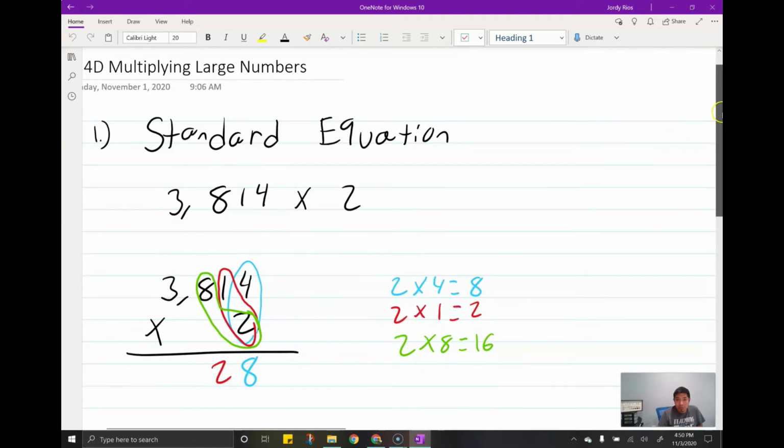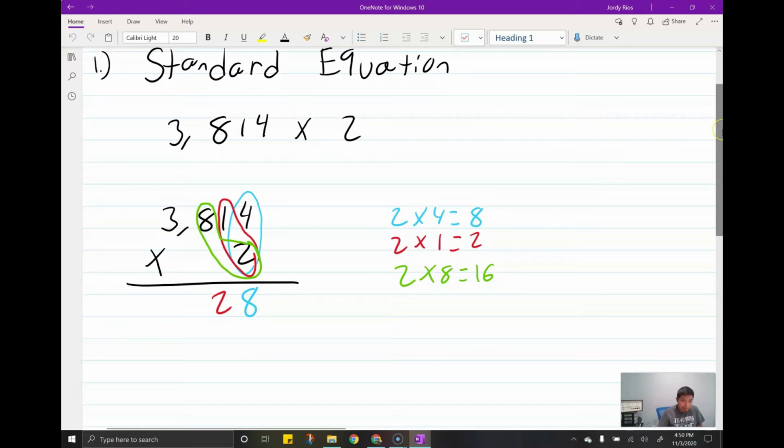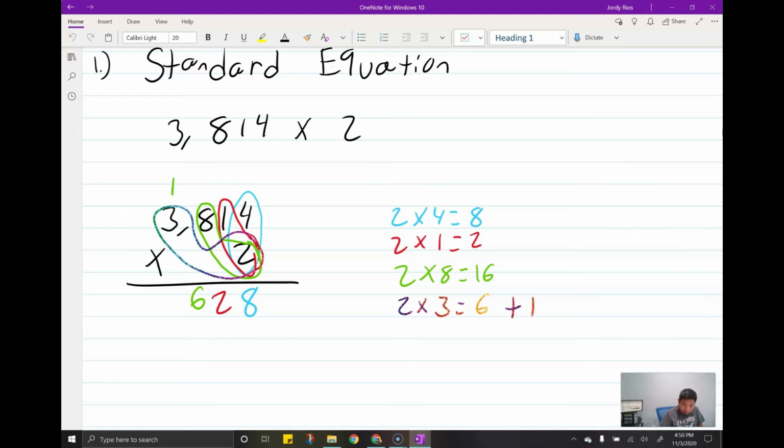So, what I'm going to do is I'm going to put the 6 right here and put the 1 on top of my 3, okay? And now last is 2 times 3, which is what? 6, good, plus 1, which equals 7. Okay, don't forget that 1 up there. So that means my answer is 7, my product.